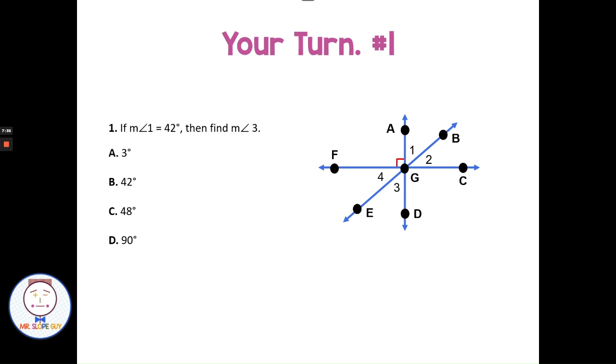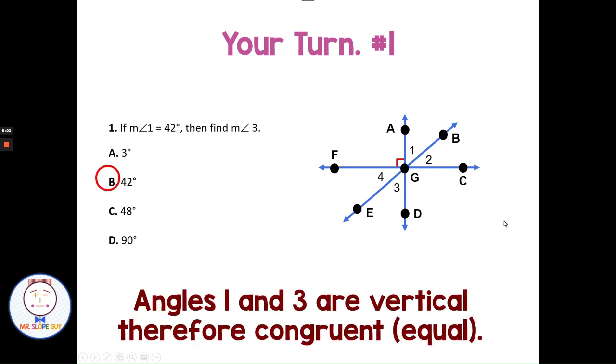All right, so if the measure of angle 1 is 42 degrees, how would we find the measure of angle 3? We know the measure of angle 1 is 42. What is the measure of angle 3? Well, the relationship between angle 1 and angle 3, those two angles are vertical to each other. So vertical angles are equal. If angle 1 measures 42 degrees, then angle 3 would also measure 42 degrees, because angles 1 and 3 are vertical, therefore congruent or equal.